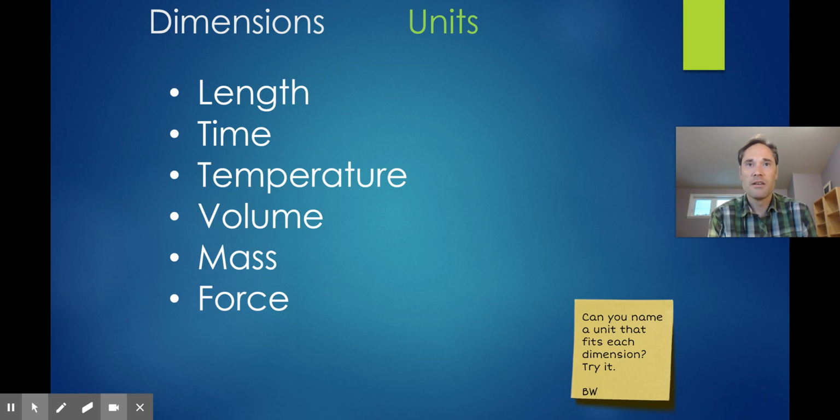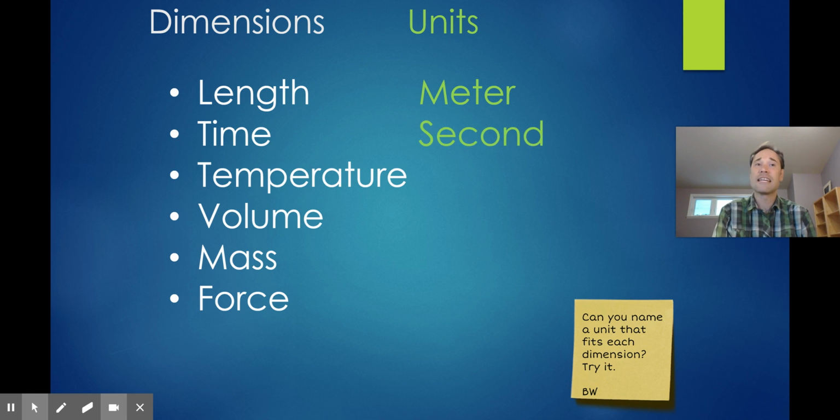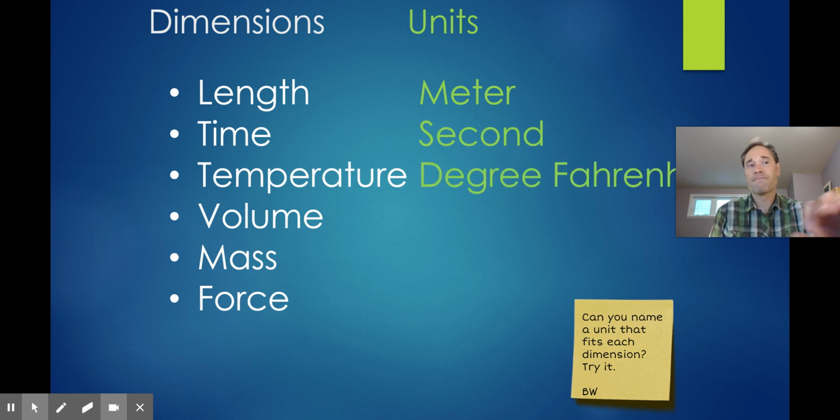All right. Now, if you've come back to this, maybe you've gotten some. Let's test out just a few. So there are lots of different units for each one of them. A possible unit for length might be the meter. But we mentioned a moment ago, it could be a mile or a light year. A unit for time might be a second. Temperature might be a degree Fahrenheit, right?